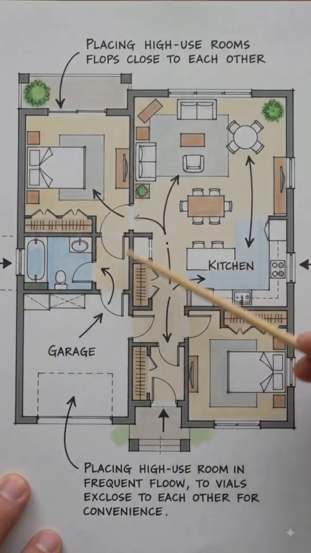Welcome to Lesson 98. Today we're planning room locations based on daily use. Drawings show that placing the kitchen near the garage entrance minimizes effort.